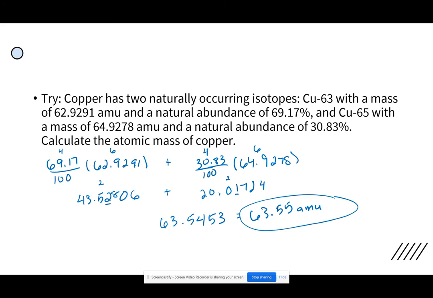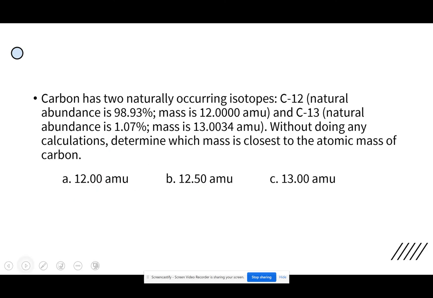And you can always double check these with the atomic mass on the periodic table. Might be a little bit different because of rounding with percentages and that kind of stuff, but should be very, very, very close. All right, last thing here.